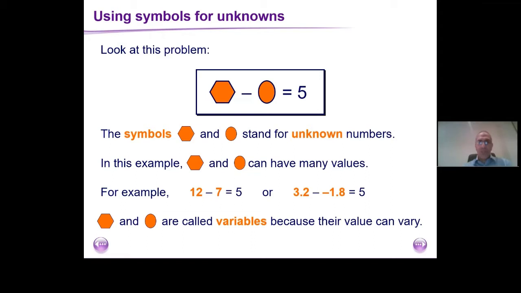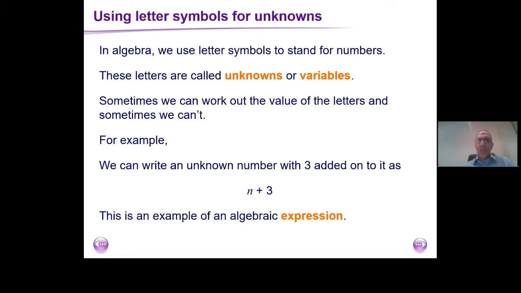So these two are called variables. They can be different numbers. They're different possibilities for these two symbols. In algebra, we don't usually use symbols. We use letters to represent the numbers. So the unknowns or variables are letters. That's generally the way it is. It's easier to write and more understandable. So sometimes we can work out the value of the letters and sometimes we can't.